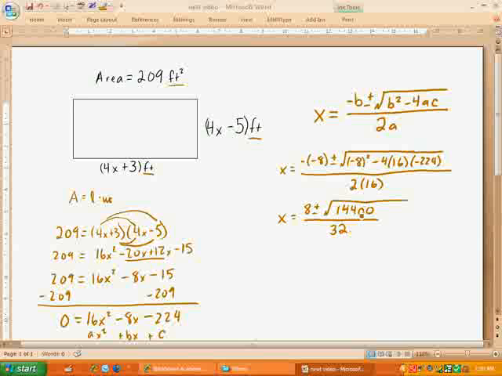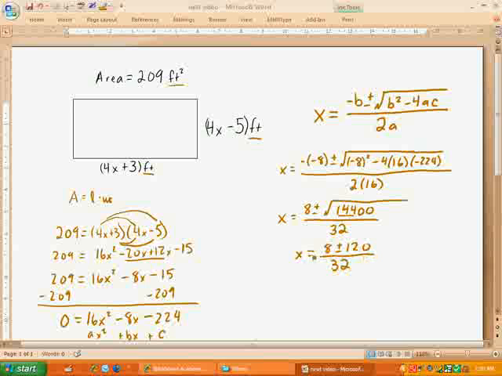Okay. Now, I'm looking at this and I see 144 there. That's very familiar. 144 is 12 squared. So I'm thinking that I may even be able to take the square root of this, and when I do it on my calculator, square root of 14,400, I end up getting that x is equal to 8 plus or minus 120 divided by 32.